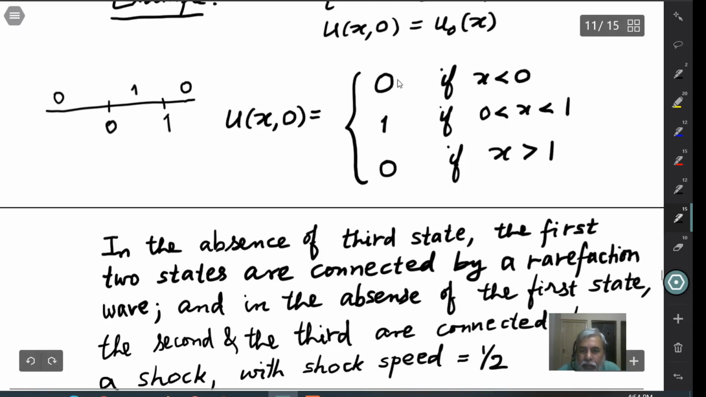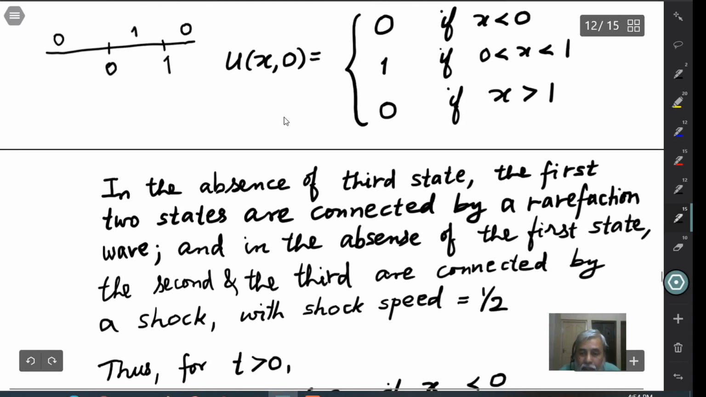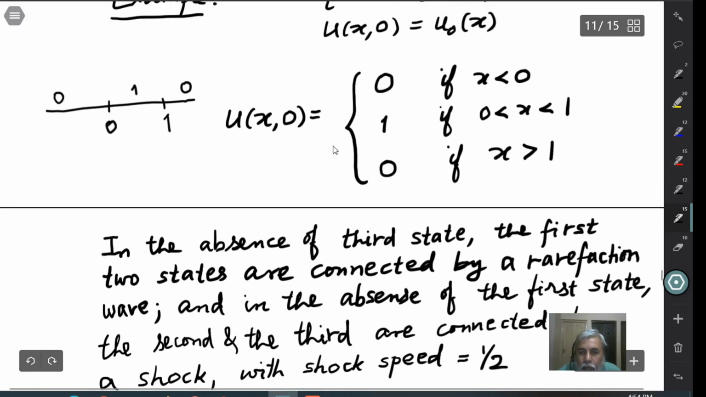And again, in the absence of the first state, namely this 0, x less than 0, so we make it 1 through x less than 1, just like that one. Then those two states will be connected by a shock wave. So we expect the solution to have a combination of rarefaction wave and a shock.